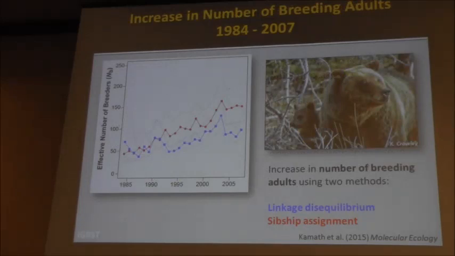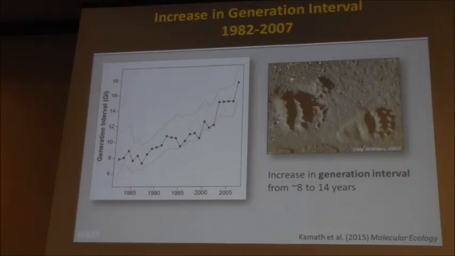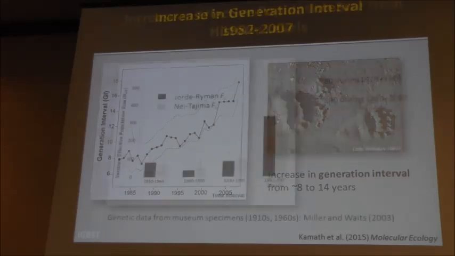We also looked at the number of breeding adults through different techniques. It doesn't matter really what the difference is between these techniques. They basically show, again, the same pattern, an increase in the number of breeding adults over that time period. We also see an increase in generation interval, so this population is aging. Our demographic data are telling us that. This genetic data basically shows us the same pattern, an increase in generation interval from 8 to 14 years. So just like you have with human populations, populations in Japan, for example, have a very different age structure and generation interval than some other populations where you have a lot of people that are reproducing.